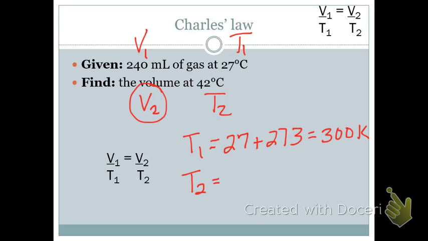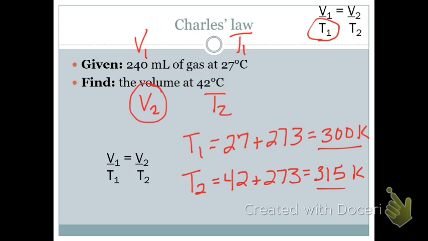T2 is 42 plus 273. So 42 plus 273 is equal to 315 K, or 315 Kelvin. That is where you put your T1, and that is where you're going to put your T2. And you plug and chug again. Then we're going to cross multiply, make it into a linear equation, and we'll solve for what is unknown.